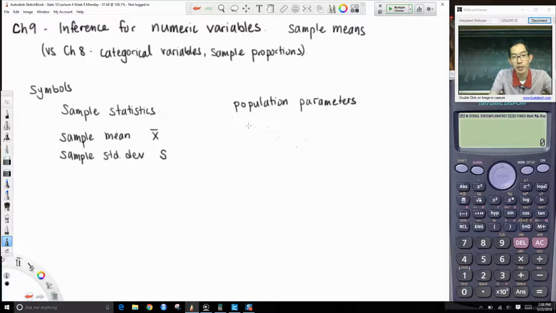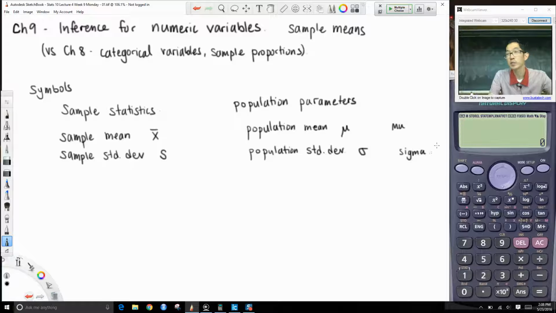And then we have the population parameters. For that we have the population mean, mu. And we have the population standard deviation, sigma. Okay, so we have mu and sigma.